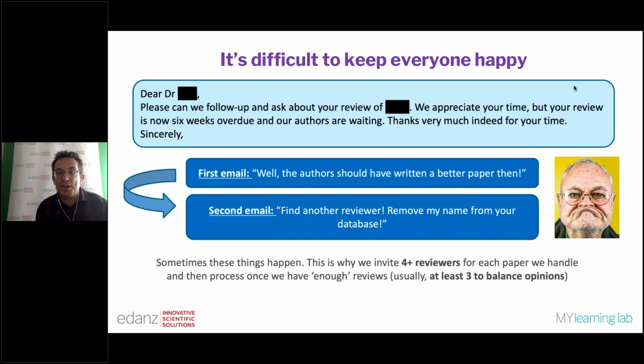Here's an example that we got just the week before last. We're asking the peer reviewer to maybe have a look at speeding up their review. Well, the authors should have written a better paper then, was the first email that came back. Second email about 2 minutes later: find another reviewer. Please remove my name from your database. So it's well worth, as an author, also keeping in mind what editors have to deal with.